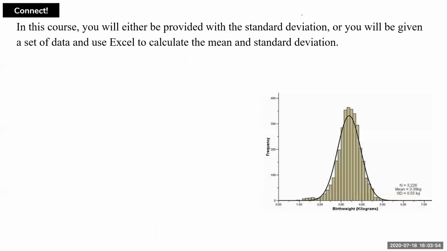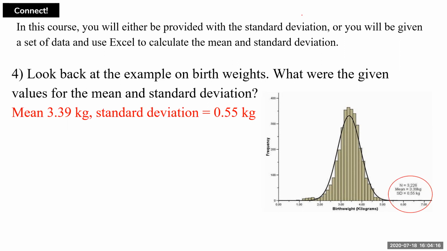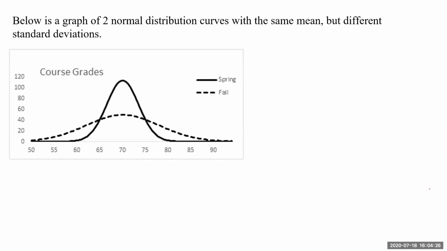All right, good. So in this course, you would either be provided with a standard deviation or you'll be given a set of data and use Excel to find the mean and standard deviation. Now, look at the example on birth weight. What are the given values for the mean and standard deviation? Now, the mean and the standard deviation have been given, and you see that. So the mean is this guy, standard deviation is this guy, okay? So for this class, these values will be given to you. Now let's look at this application.